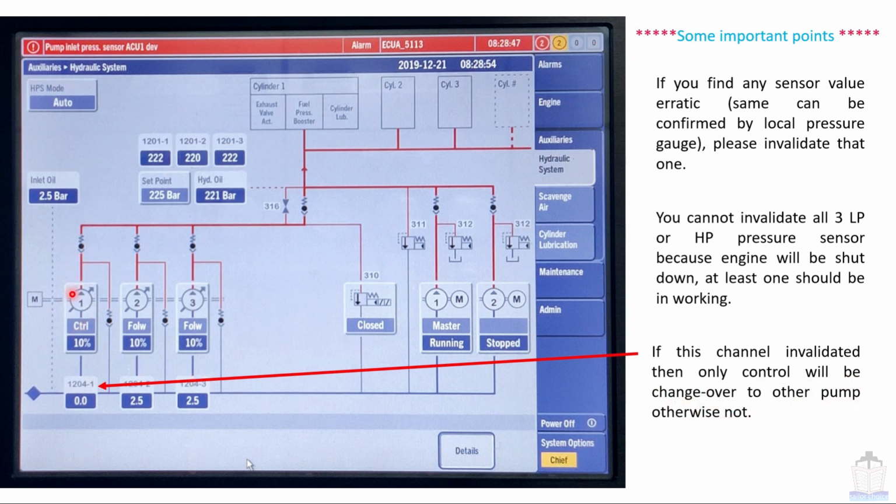You can see clearly in this example that even though the reading of number 1 pressure transmitter has become 0, still control is with number 1 pump. That means if this type of situation occurs, then please don't forget to switch the control to other pumps, because the control change will not be done automatically by the engine control system. You have to do it by yourself.